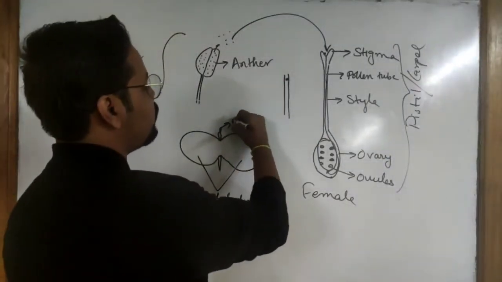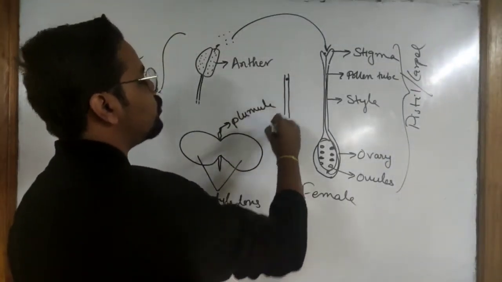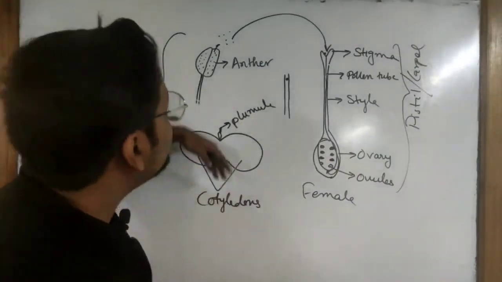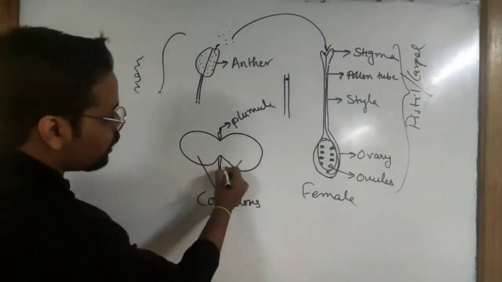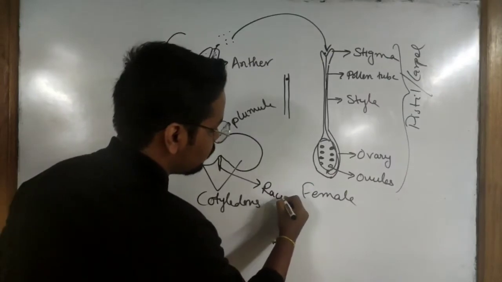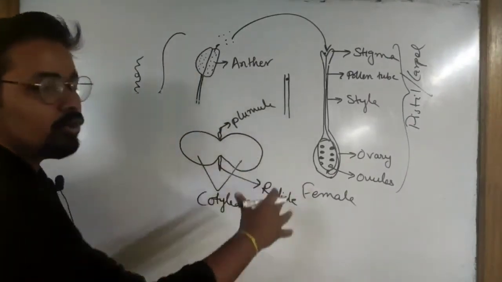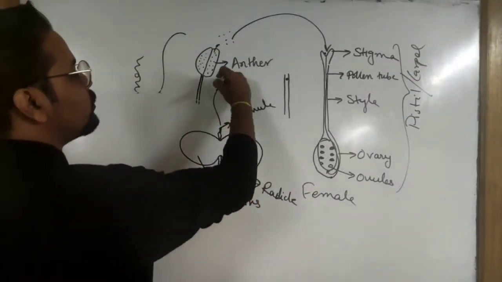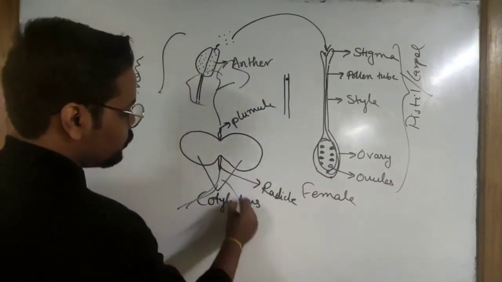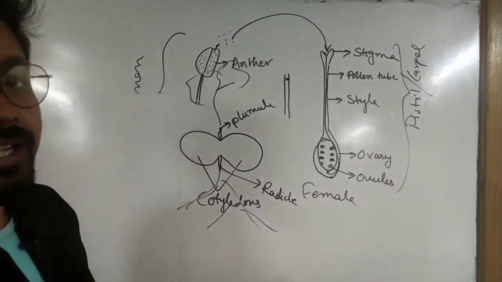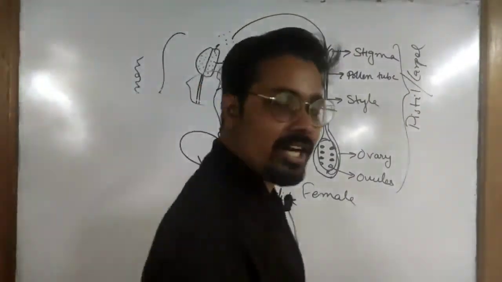This part is called the plumule, and the plumule grows into the shoot of the plant, and this lower part is called the radicle. This will grow into the root of the plant. So, the plumule goes into the shoot and the radicle grows into the root of the plant. So, that is how a seed will start to germinate.